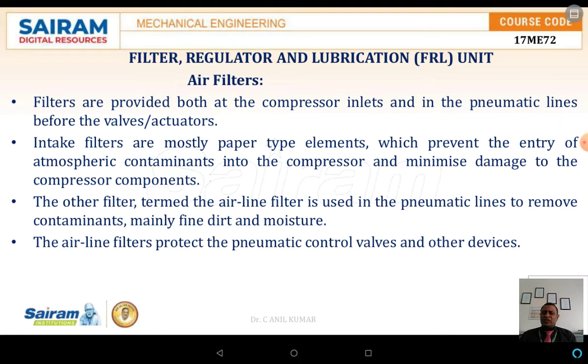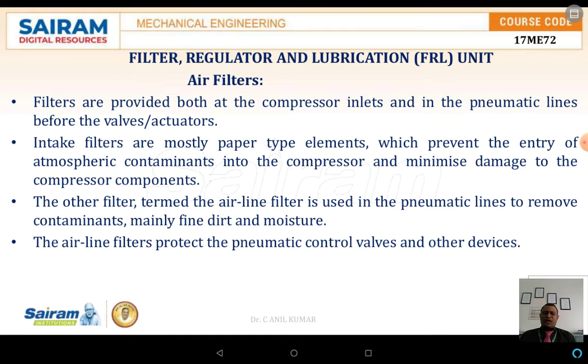As you know, filters are provided both at the compressor inlet and also in the pneumatic line before the valves or the actuators. Why are these filters needed? The filters are needed to remove the dust particles from the air, or even in some cases there may be a chance of humidity also. Even those things should be removed from the air we are using in the system. For that reason only the filters are used before the compressor and also before the valve or before the actuators.